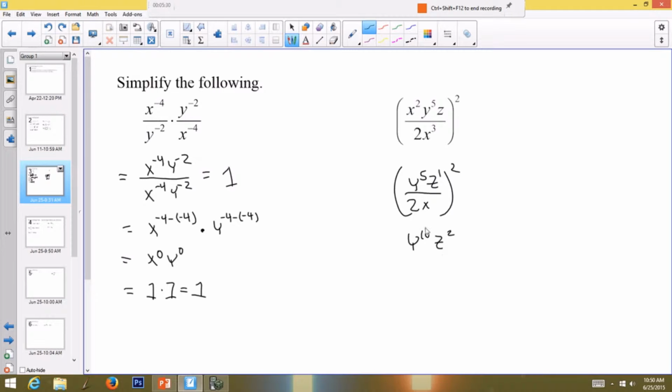Now the one that everybody forgets is this one right here. You still have to square 2 to the 1st, and 2 to the 1 times 2 is 2 squared, which is 4, and then again I've got an x to the 1st, so I've got x squared. So that'll be my final answer there. Final answer there, and let's move on.